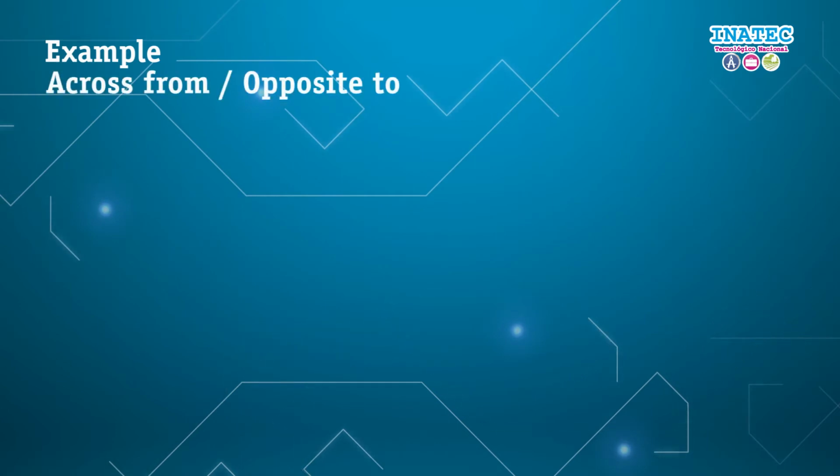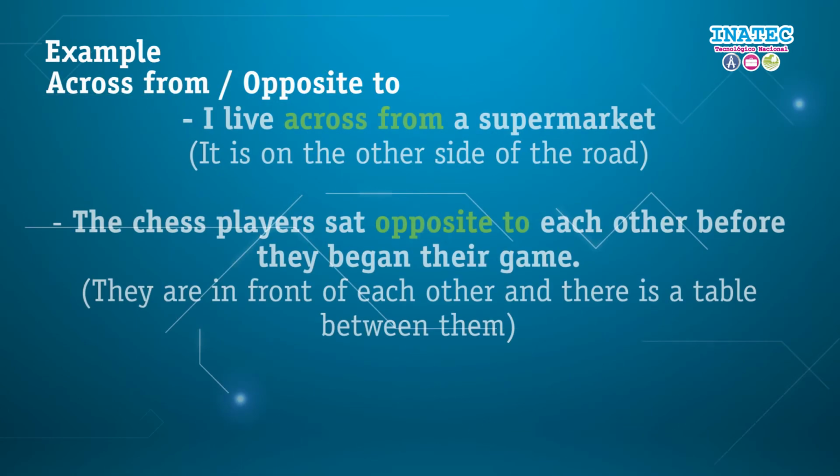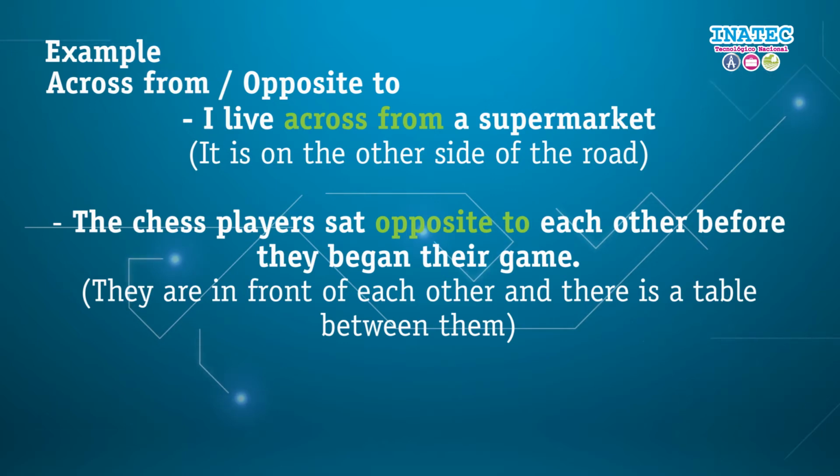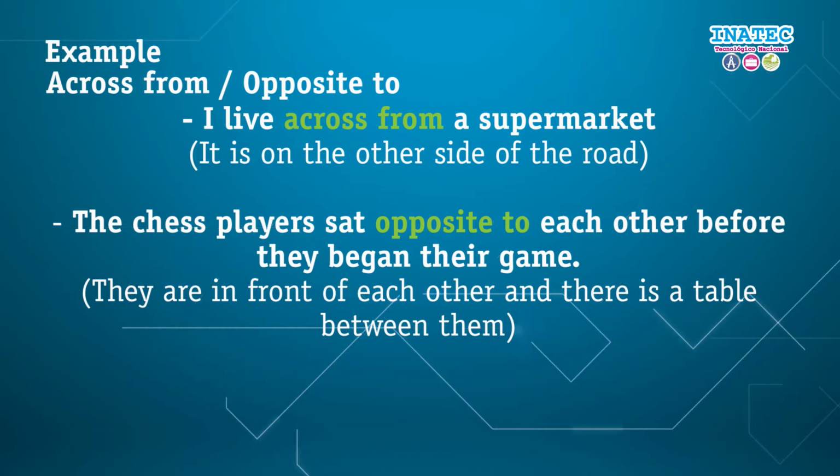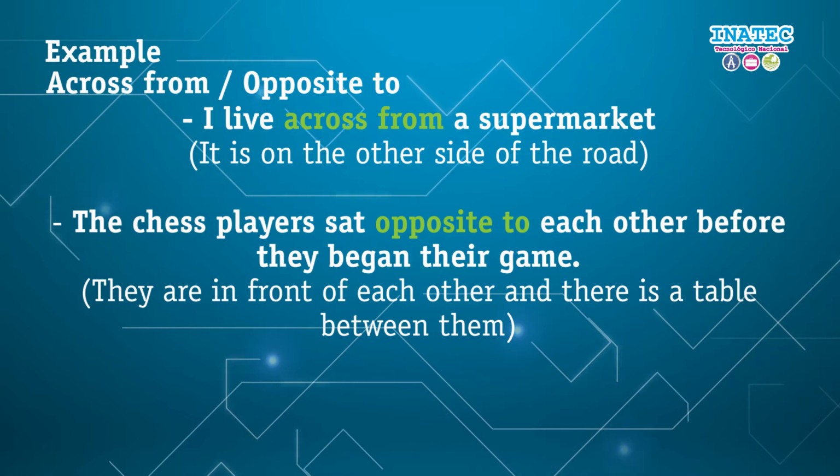Across from, opposite. I live across from a supermarket. This means that it is on the other side of the road. The chess players sat opposite to each other before they began their game. This means that they are in front of each other and there is a table between them.